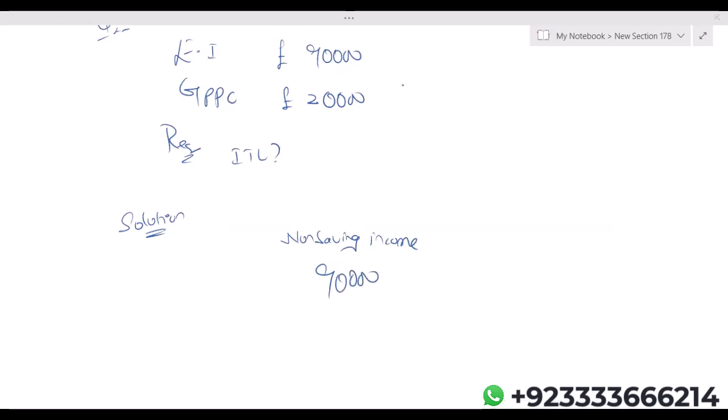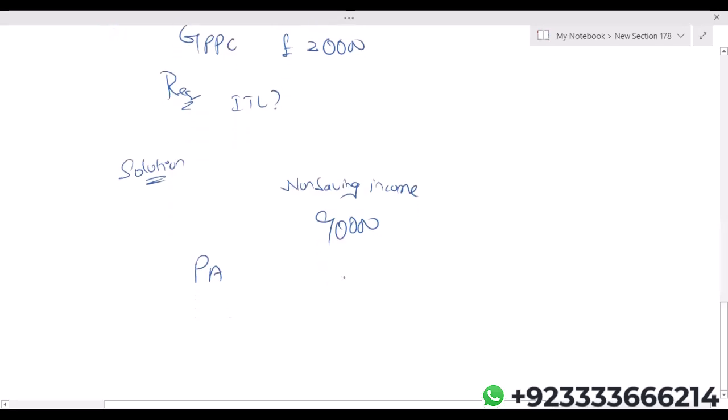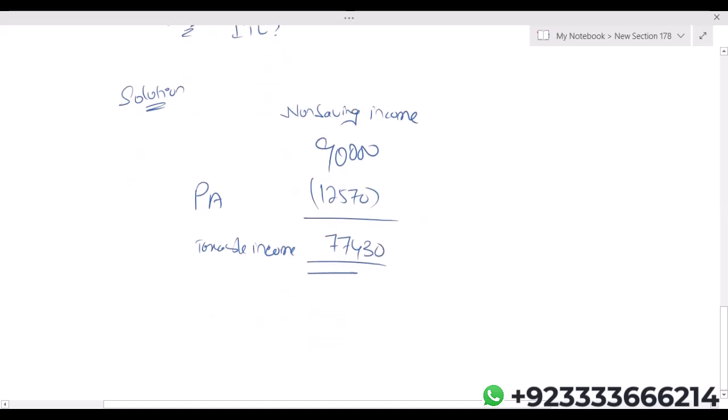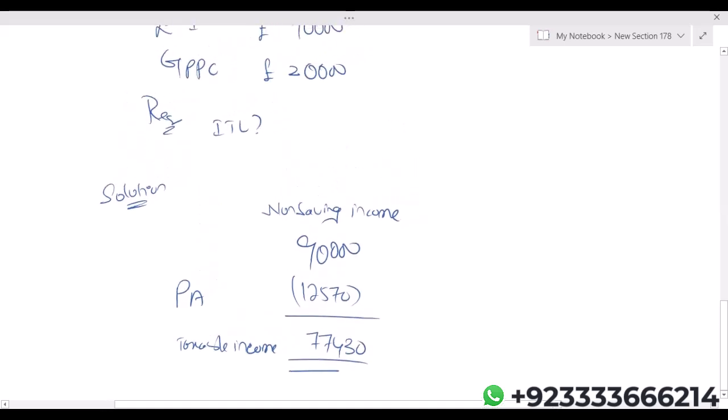So we have to deduct the personal allowance, 12,570. 90,000 minus 12,570. Taxable income is 77,430. Now, can I say that due to gross PPC, the basic and higher rate band limits will increase?